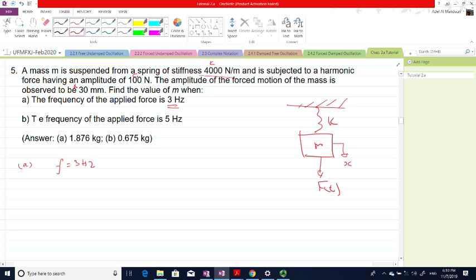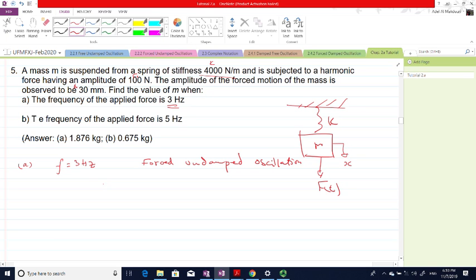Okay, how can we find that? Now what type of force is it? Is it damped? We have a damper in here? A viscous damper we don't have. So that means this will be forced undamped oscillation, right? Forced undamped oscillation. So how can we solve that?